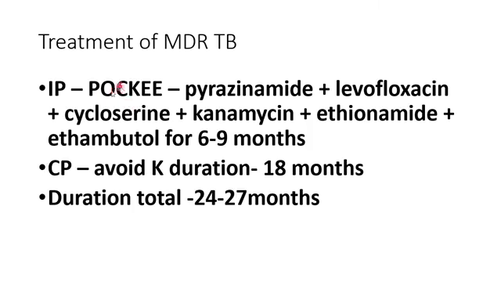So your POCKEE, it is a very common term like Pokiri. Remember Pokiri? It's a Vijay's film. You don't know that Pokiri. So it's called POCKEE. Okay, POCKEE. Remember like that. So P for pyrazinamide, O for levofloxacin or ofloxacin, C for cycloserine, K for kanamycin, E for ethionamide, and E for ethambutol. 6 to 9 months. In CP continuation phase, you have to avoid K. You have to give only POCEE for 18 months. So total duration is 24 to 27 months. Simple.